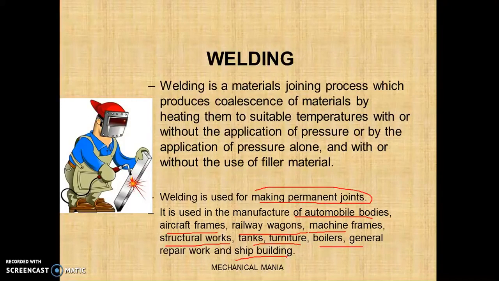Welding is basically a joining process in which we join similar or dissimilar metals with or without the application of pressure. But the main source of welding is the heat. Heat is a must, with or without the application of pressure, and with or without the application of filler material. It means in welding, heat is the necessary part. Without heat, we can't do welding. But in some welding, pressure is also applied, and in some welding, filler material is also used.